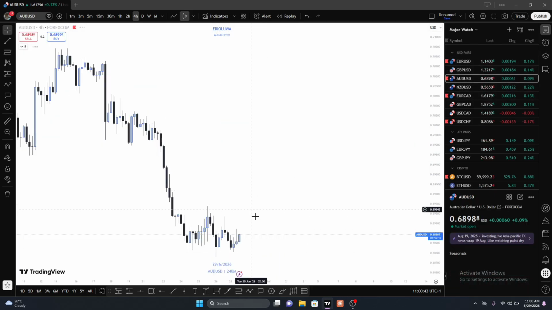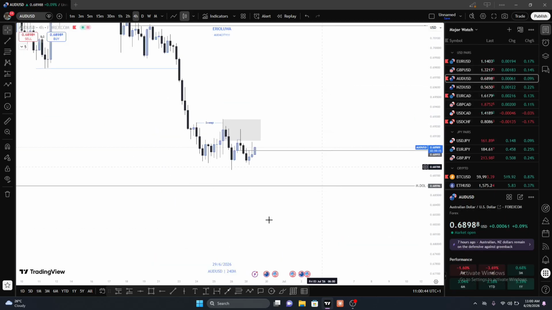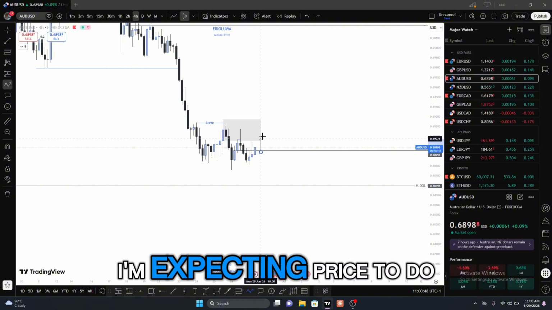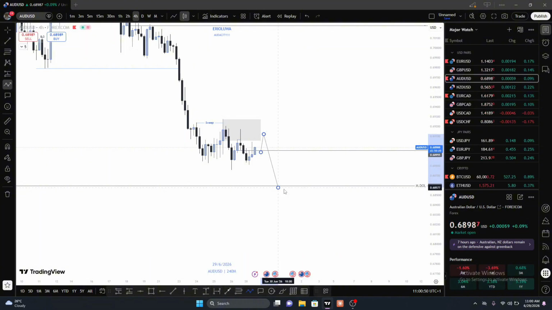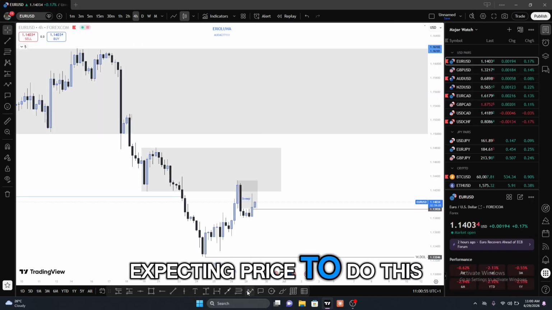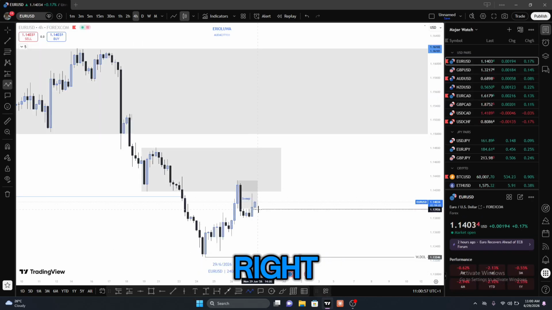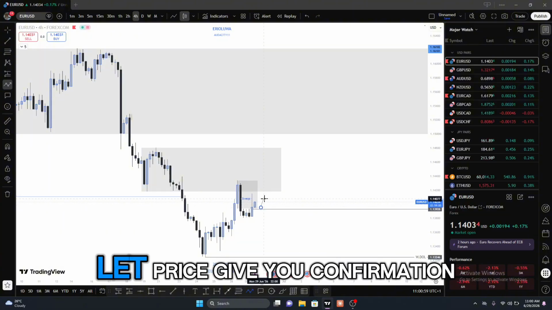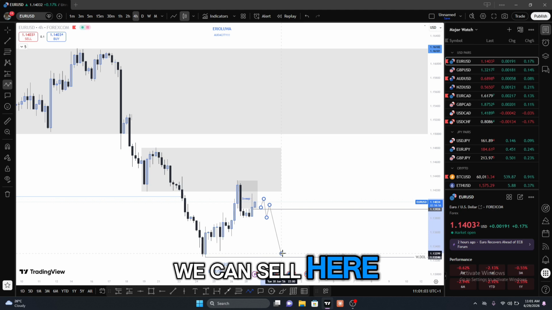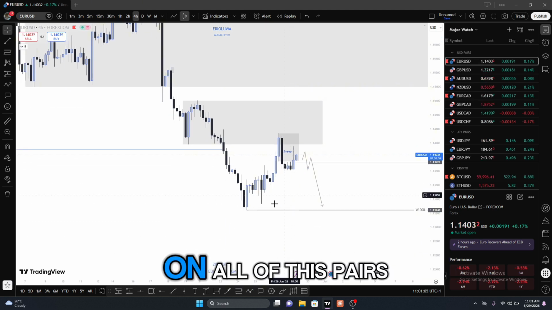On AUDUSD, what am I expecting? Okay, on AUDUSD, I'm also expecting this, right? Expecting price to do this. On EURUSD also, I'm expecting price to do this, right? Price gives the confirmation, the confirmation that you can sell here. So that's what I'm expecting on all of these pairs.